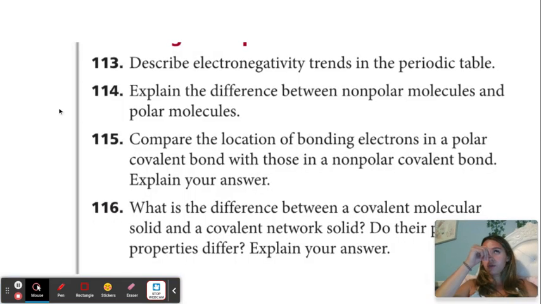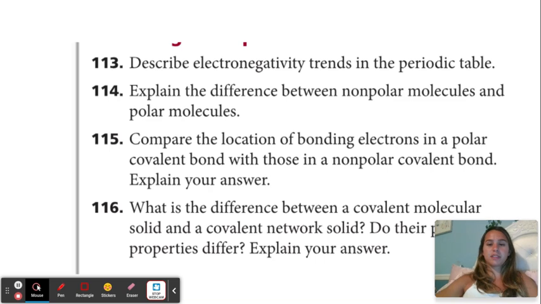And a few long answer questions that you can look at are these. You can describe electronegativity trends in the periodic table. You can explain the difference between nonpolar molecules and polar molecules, and you can compare the location of bonding electrons in a polar covalent bond with those in a nonpolar covalent bond. And you can also think about the difference between a covalent molecular solid and a covalent network solid. So, do their properties differ, and explain?